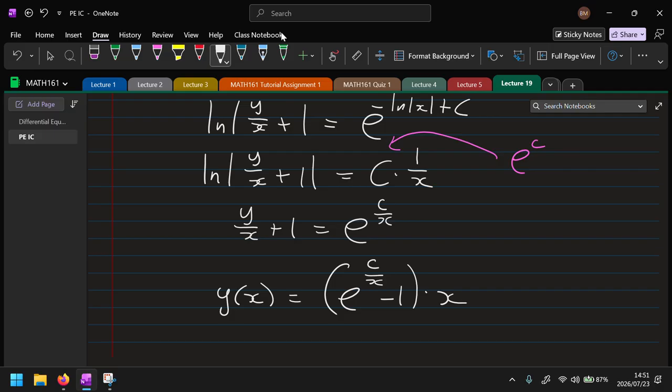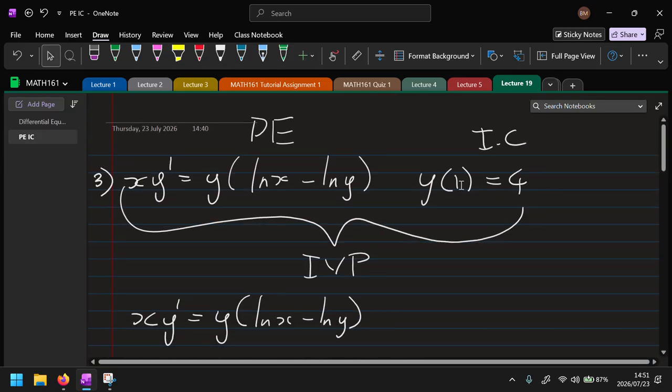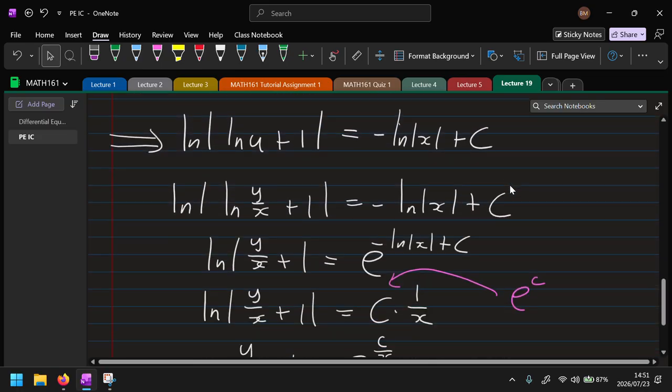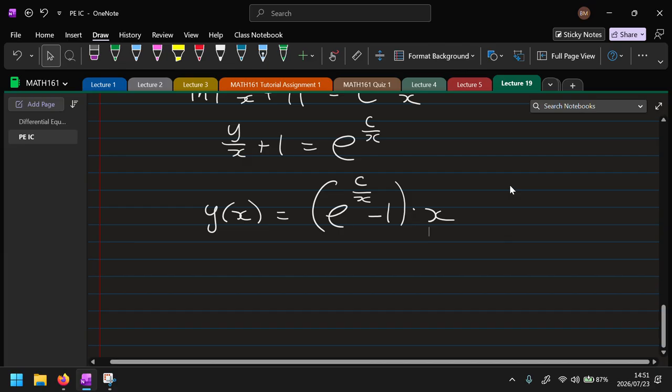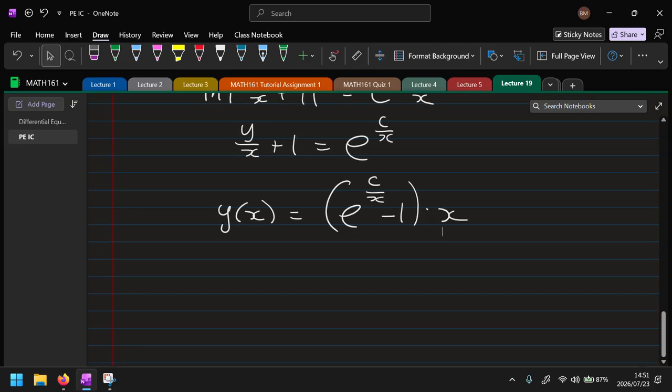We don't know what that is. But here we have an initial condition. Okay, y of 1 is 4. That will allow us to solve for c and get one particular solution. So y of 1 is 4. So wherever we have an x, we can put a 1. And then the y must then be 4. And we can solve for c.